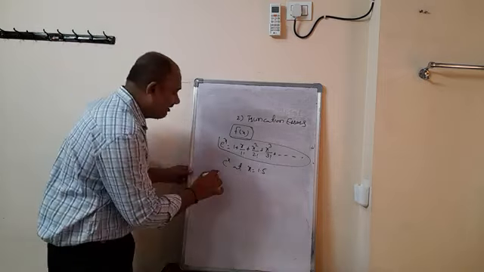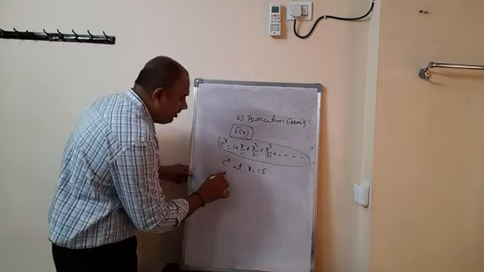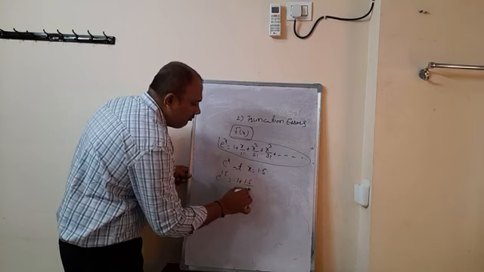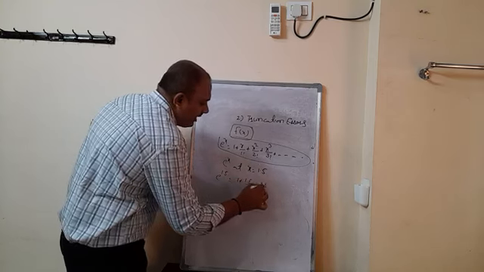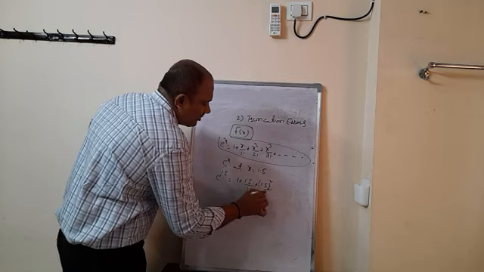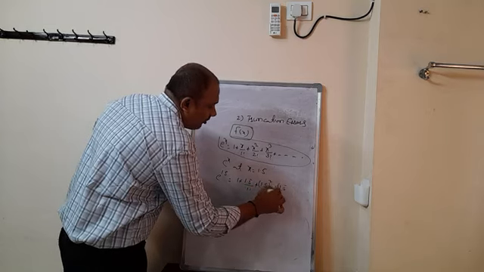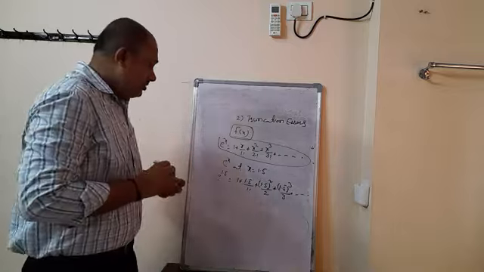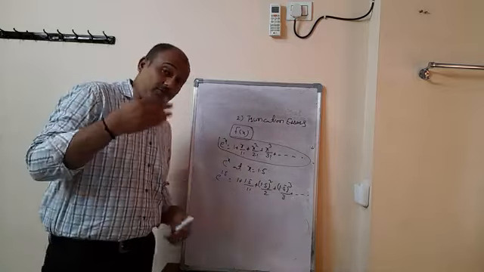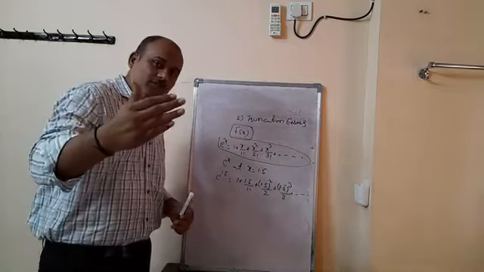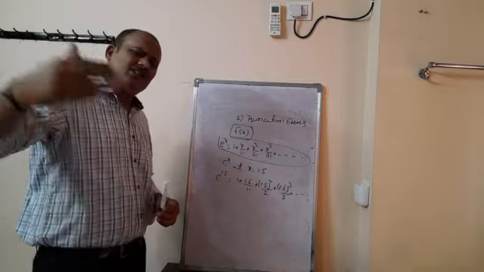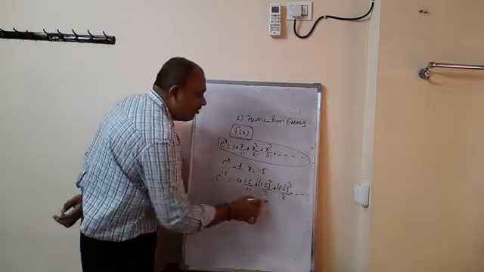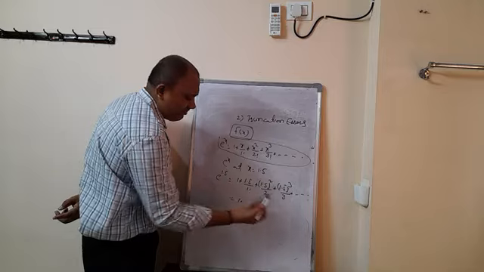Just substitute the particular value. e power 1.5 equals 1 plus 1.5 by 1 factorial plus 1.5 whole square by 2 factorial plus 1.5 whole cube by 3 factorial, and so on. So on means 1.5 whole power 4 by 4 factorial, 1.5 whole power 5 by 5 factorial, and so on. But we are taking only up to, suppose, we are simplifying.